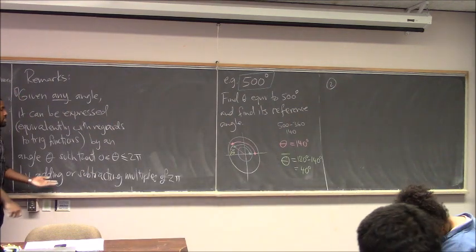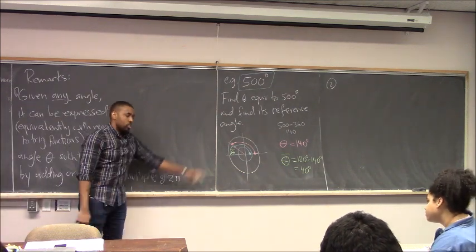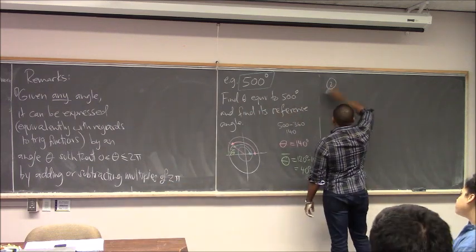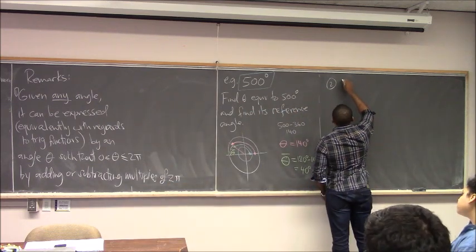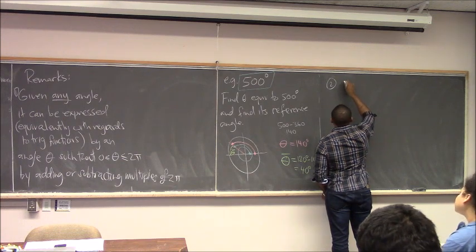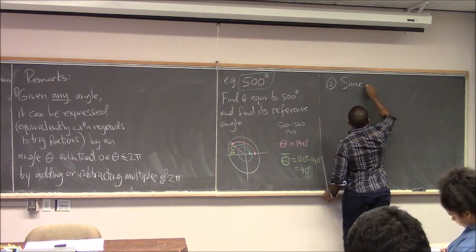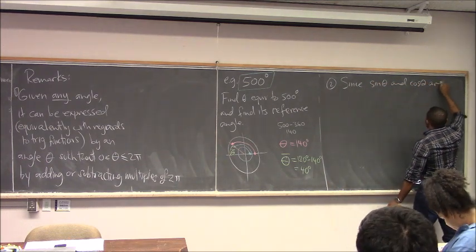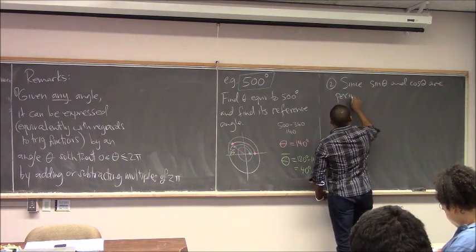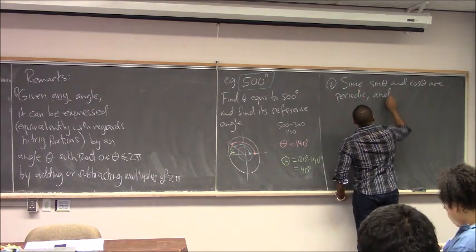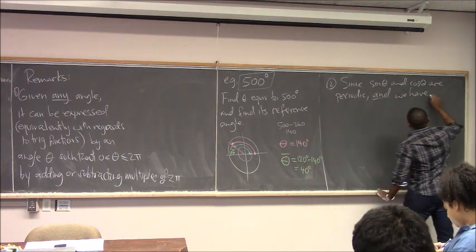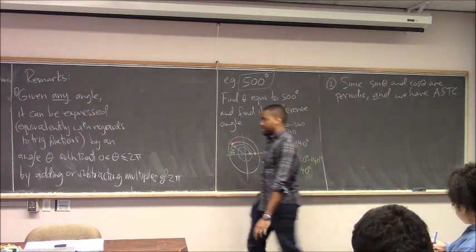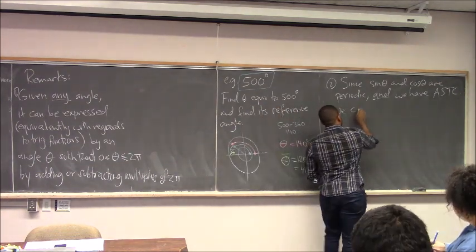So given an angle, I can find some equivalent terminal angle that is between 0 and 360. Given that angle, I can find its reference angle. Why is that important? Well, now we can just notice that since sine theta and cosine theta are periodic, and we have "all students take calculus", which we spoke about last time, we can deduce the following.